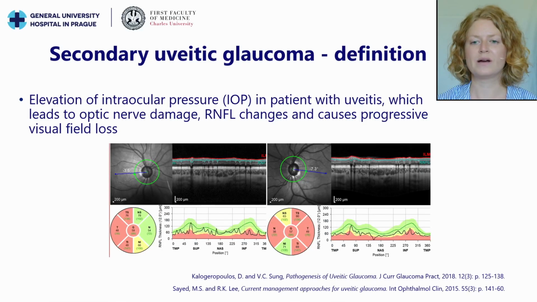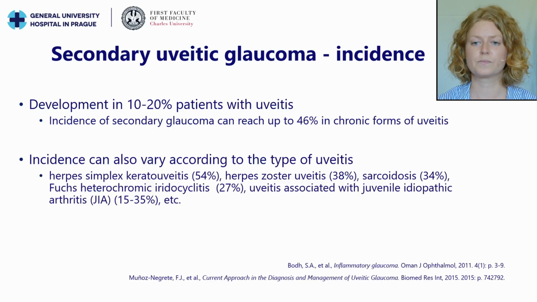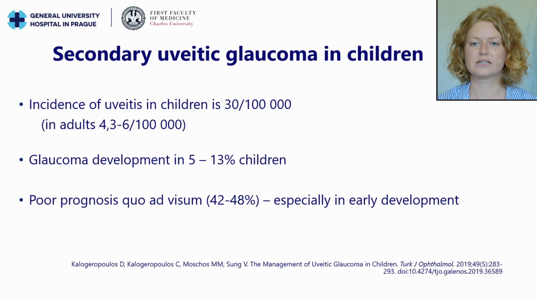Secondary uveitic glaucoma is defined as elevation of intraocular pressure in a patient with uveitis, which leads to optic nerve damage, RNFL changes, and causes progressive visual field loss. Secondary glaucoma develops in 10 to 20% of patients with uveitis. In chronic inflammation, the rate can reach up to 46%. Incidence can also vary according to the type of uveitis.